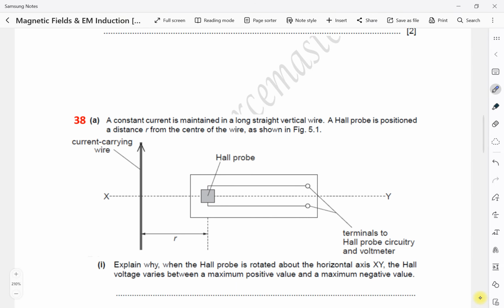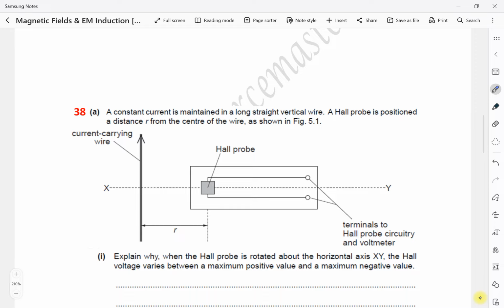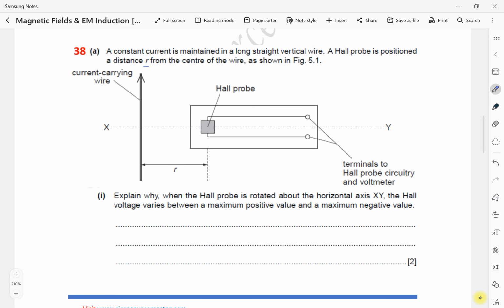Okay. A constant current is maintained in a long straight vertical wire. A Hall probe is positioned a distance r from the center of the wire, as shown in the figure here. Explain why when the Hall probe is rotated about the horizontal axis xy, the Hall voltage varies between a maximum positive value and a maximum negative value. In other words, why does it change direction?